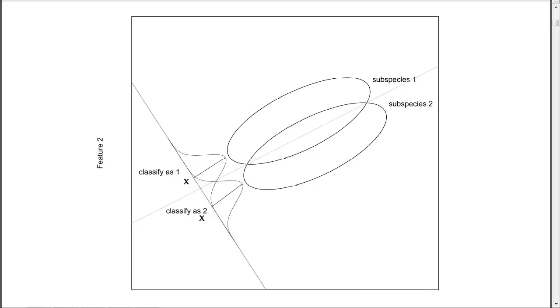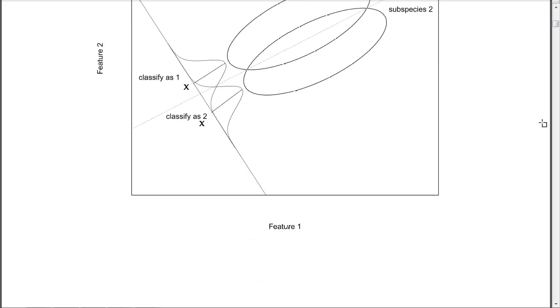Which means that once we design a classification rule, we'll use that rule to correctly, we hope, identify with high probability new observations that we encounter in nature.